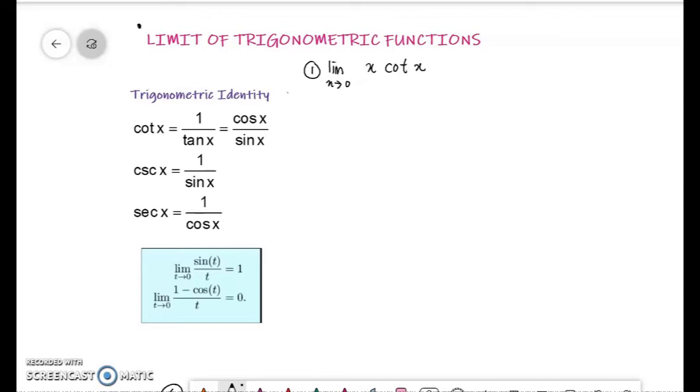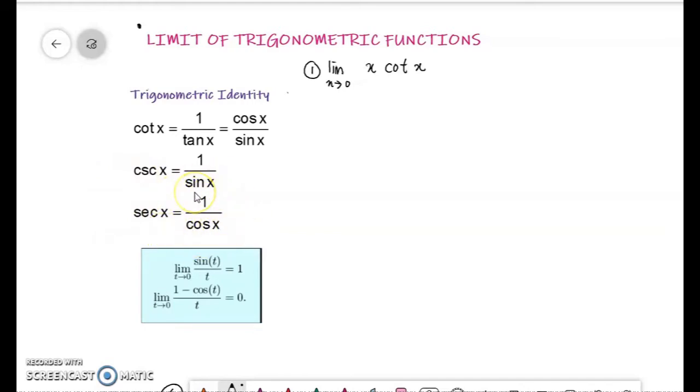So now I will show you the extra example on limit of trigonometric functions. First of all, what you need to do is you need to know trigonometric identities. So here are the trigonometric identities involving the reciprocal trigonometry. We have cotangent x here. Cotangent x will be equal to 1 over tangent x and will be equal to cosine x over sine x. How about cosecant x? Cosecant x is equal to 1 over sine x. How about secant x? Secant x is equal to 1 over cosine x.